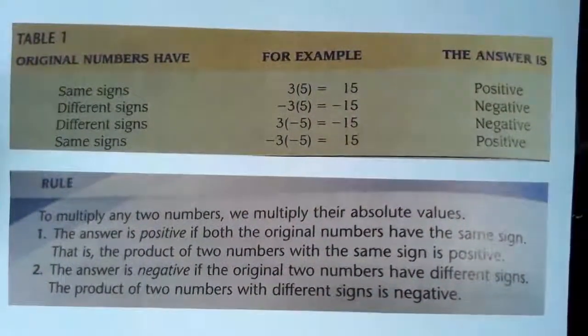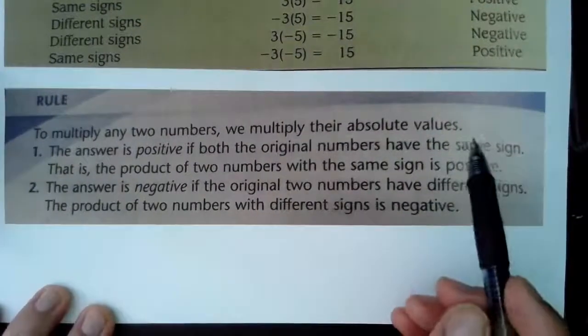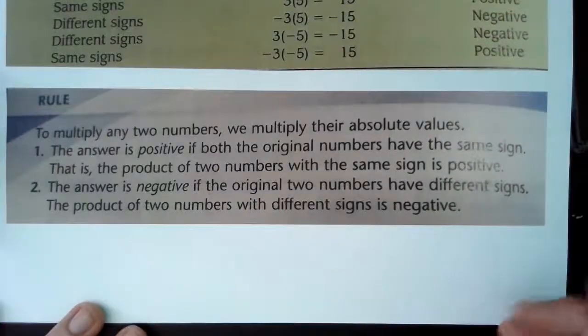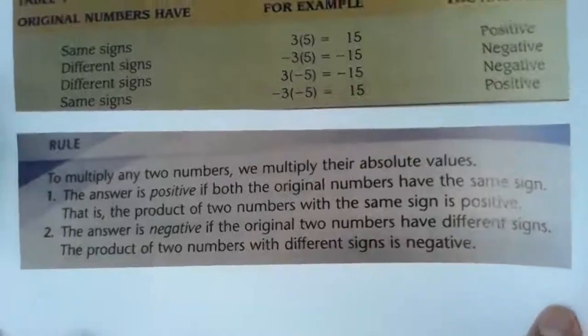Okay, so same signs are positive, different signs are negative. We multiply the numbers and then just check the sign. Two numbers with the same sign give a positive, and different signs give a negative, for multiplication.